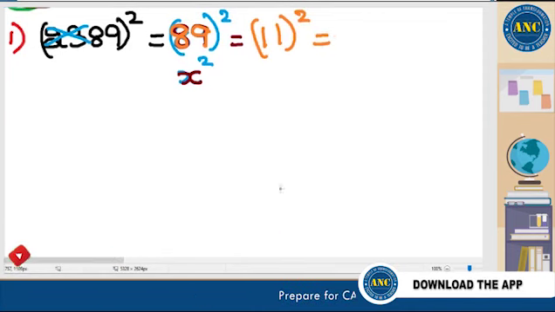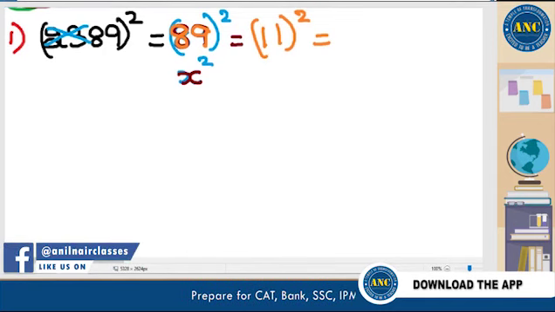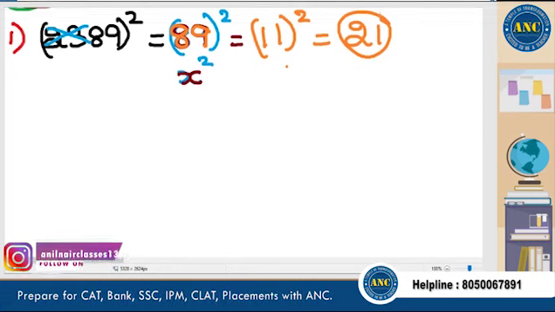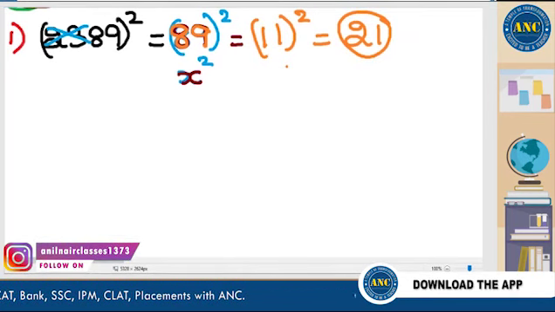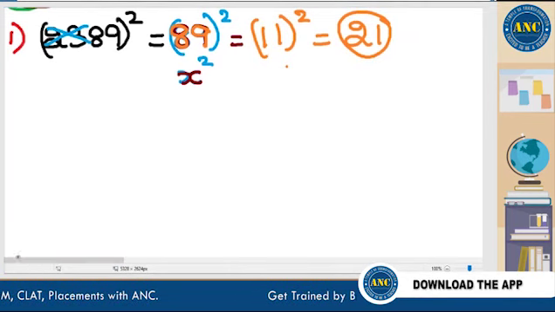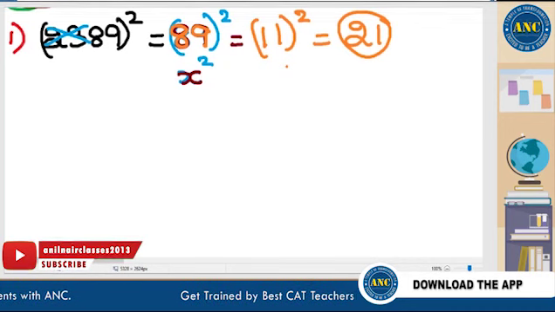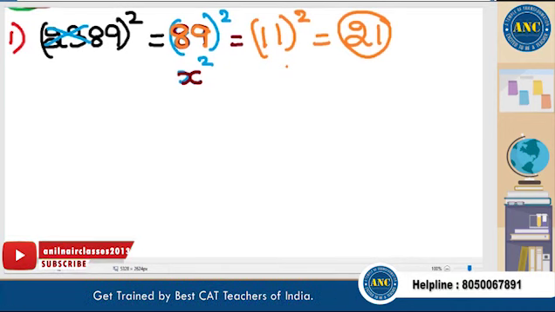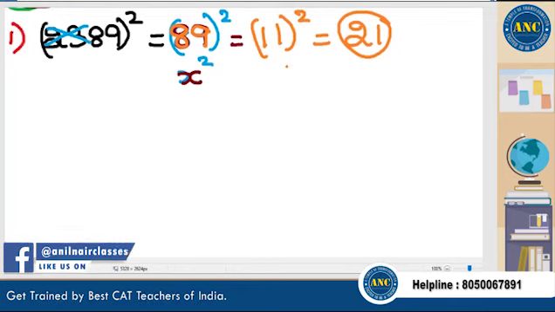And I am sure that you should know 11 square value as 121. What are the last two digits of 121? 21. The answer for 2389 whole square's last two digits should also be 21. I hope it is very clear, sir. I will take a few more examples for your better understanding.